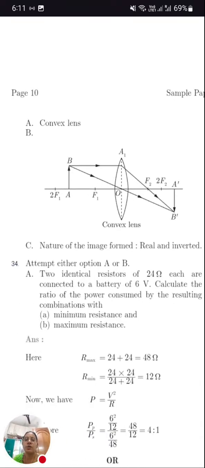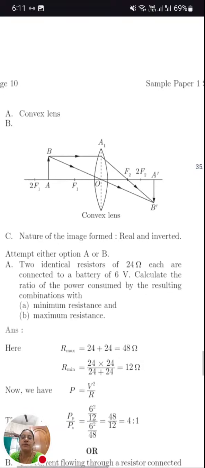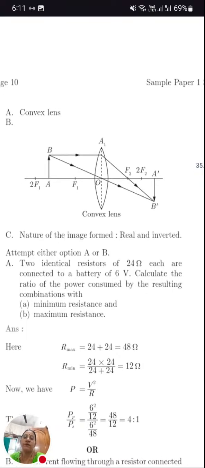You need to practice all the ray diagrams as they're very important. For a convex lens, you can remember that all the conditions give a real and inverted image. Only in one case is there a virtual and erect image.